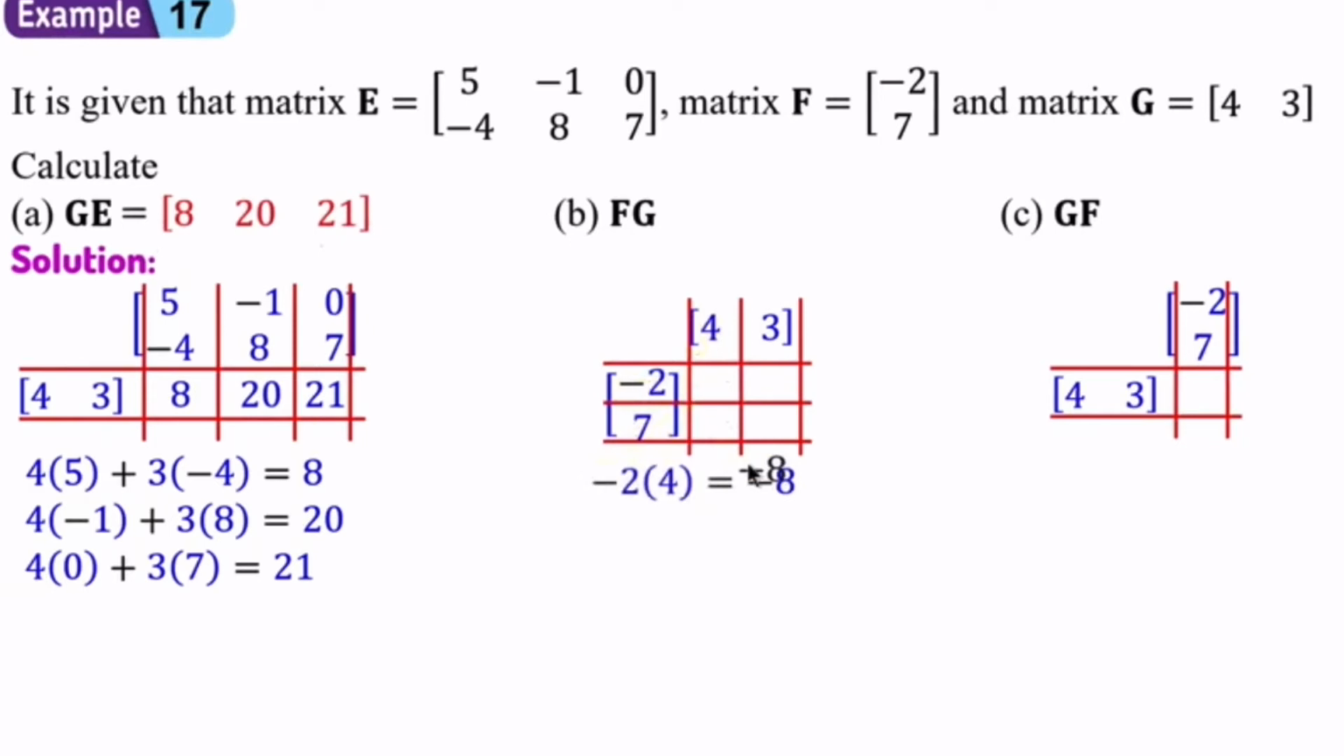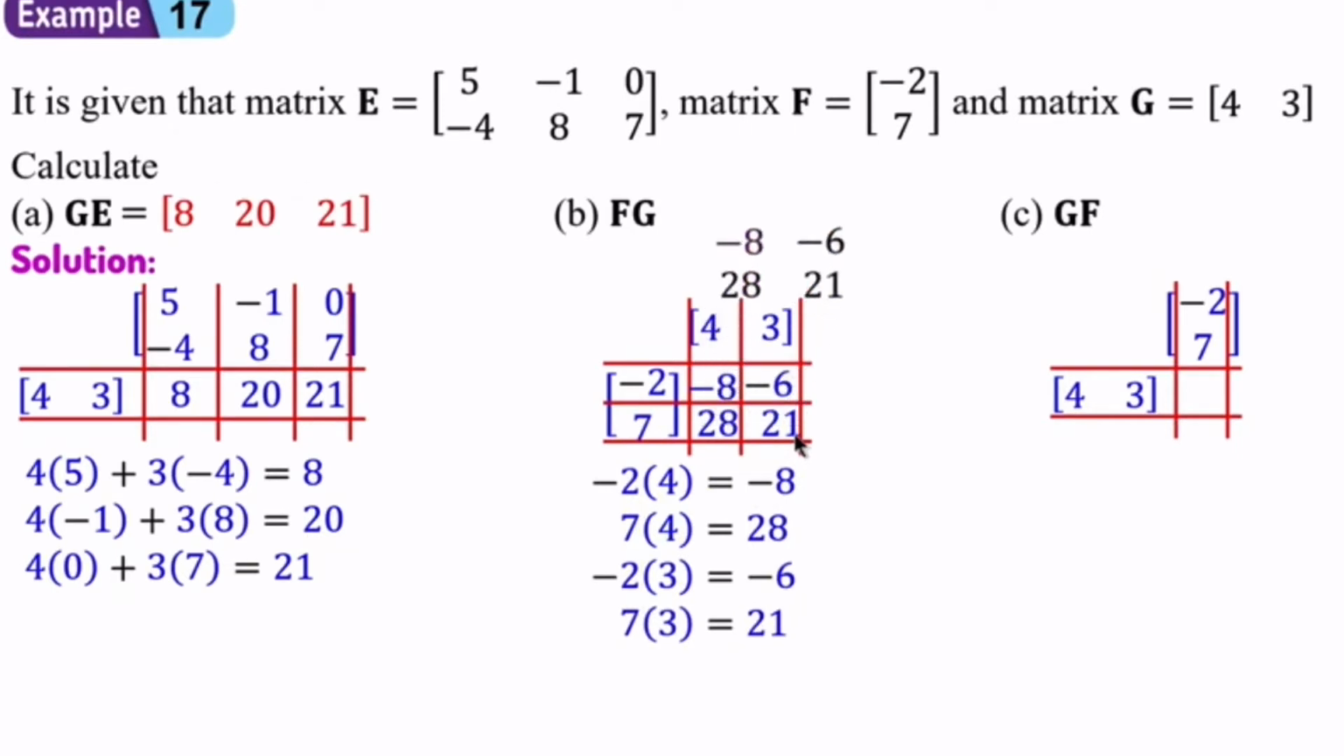Now for the other, we take negative 2 times 4, which is negative 8, and 7 times 4 will be 28. Then negative 2 times 3 is negative 6, and 7 times 3 is 21. Because the product of the matrices is 2 by 2, the answer for F multiplied by G is negative 8, negative 6, 28, 21.